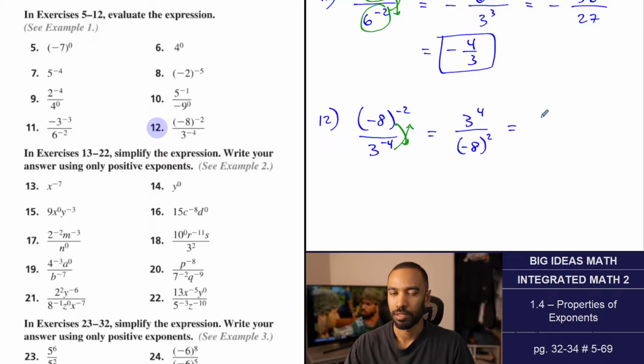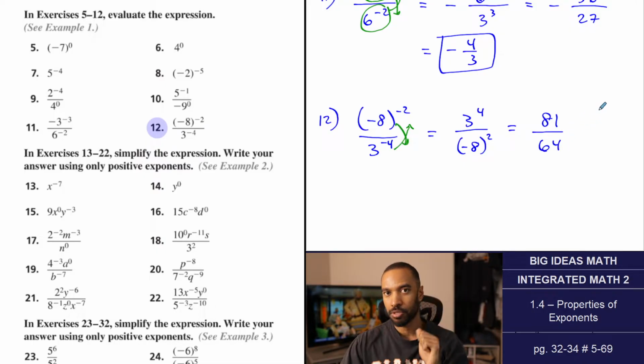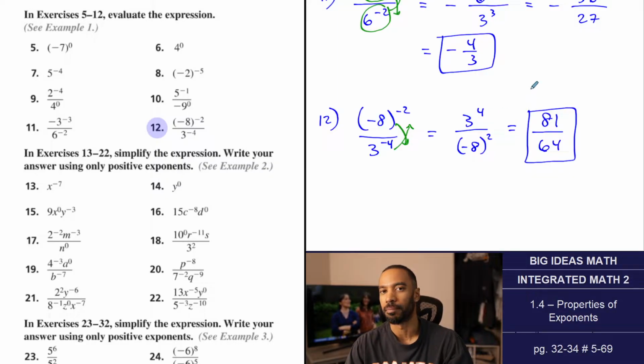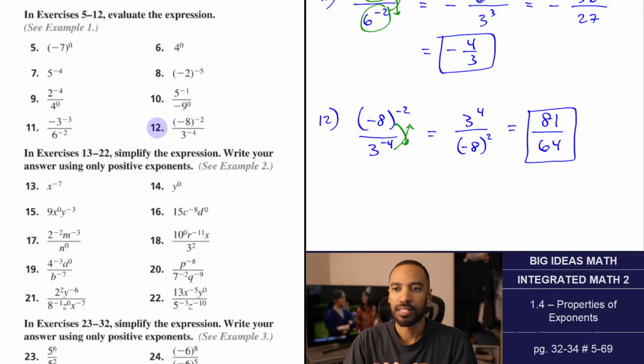3 to the 4th, I do this all the time, is 81. I was like, why am I blanking? And 8 squared is 64. And this should not be able to reduce. We should be good on that. The reason being, 3/8 couldn't reduce. No amounts of 3's multiplied on top and 8's multiplied on bottom will reduce any less or anymore. And that's it. Okay, so that's it for that set.